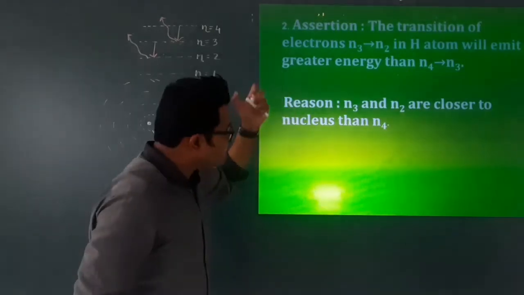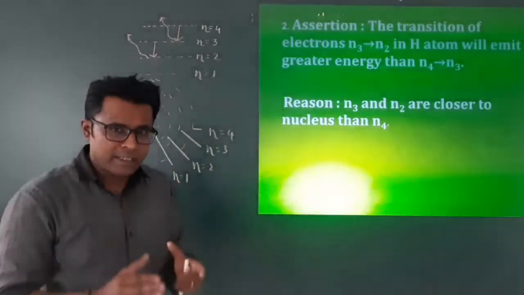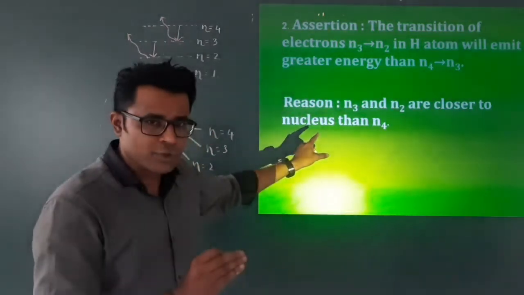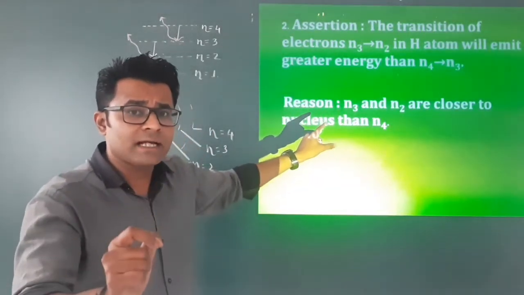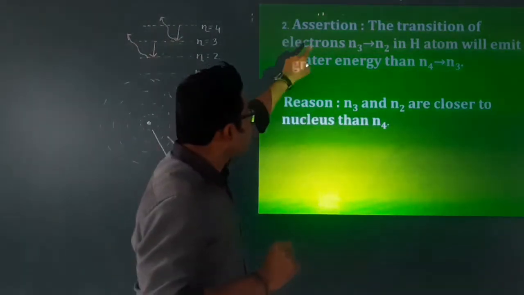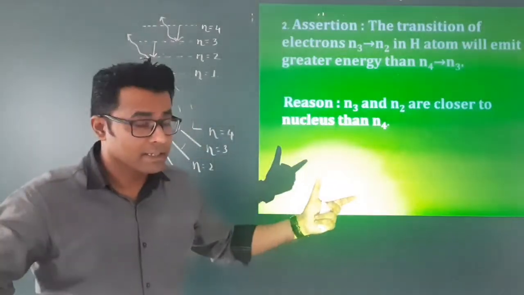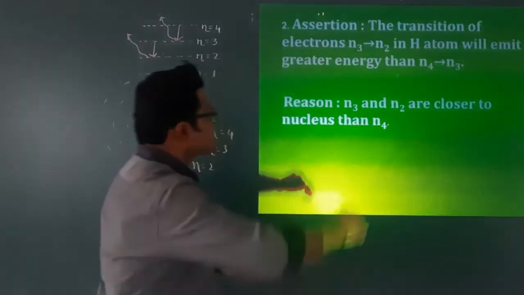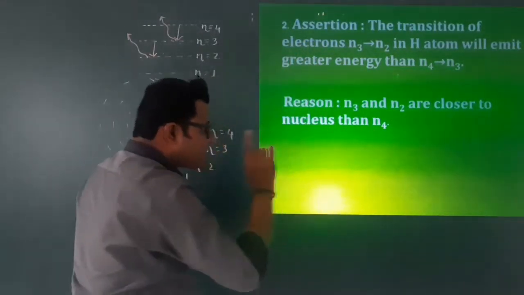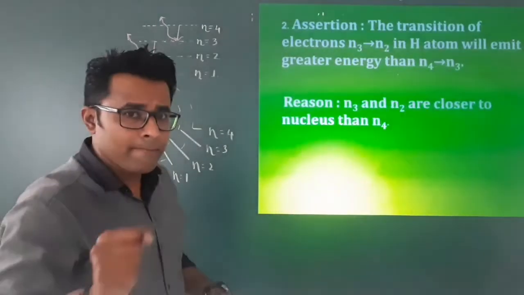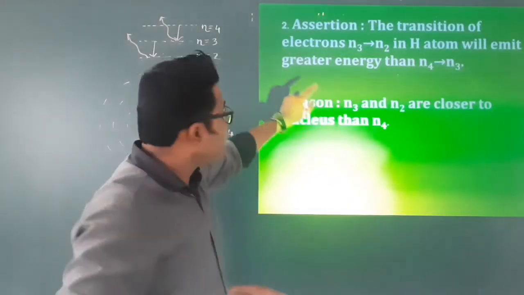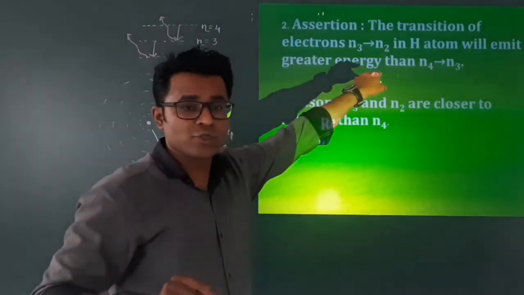Perfect. Even the reason over here is correct. But does our reason in this particular question serve as the perfect example or the explanation for the assertion? It's not. So in this particular case, what we can say is both assertion and reason are correct, but the reason is not the correct explanation for the given assertion.